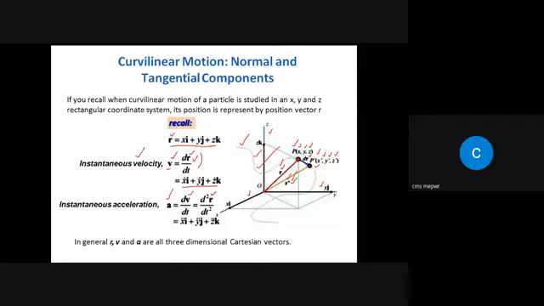Okay, if you want to put the values of r, which is basically x, y, and z, in that case we will get acceleration in terms of its components. And remember, this double dot, that is x double dot, represents the double derivative of the x variable with respect to time. Similarly, y double dot and z double dot represent the double derivatives of those variables with respect to time. So in general, the displacement, velocity, and acceleration are all three-dimensional Cartesian vectors.